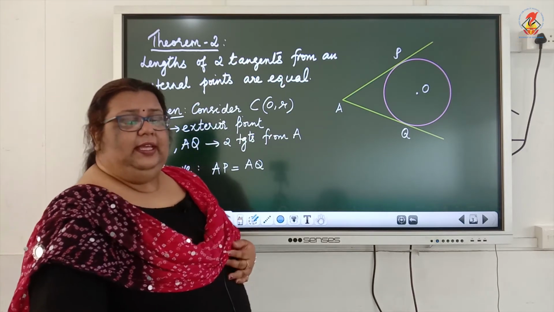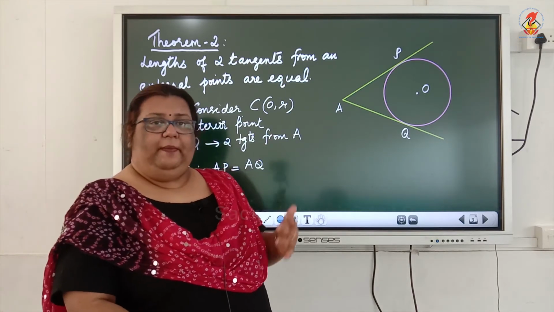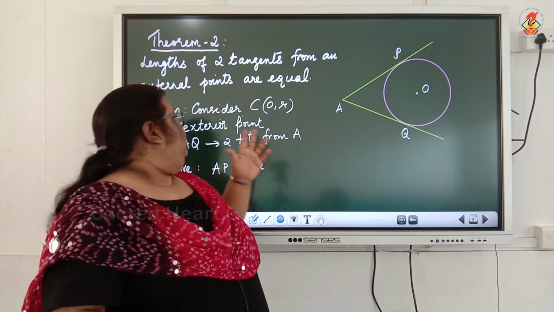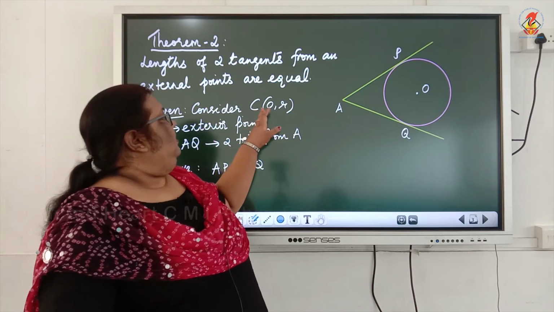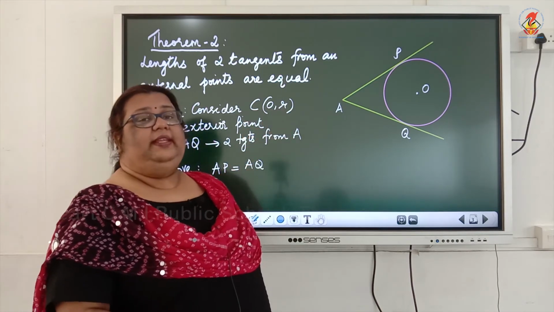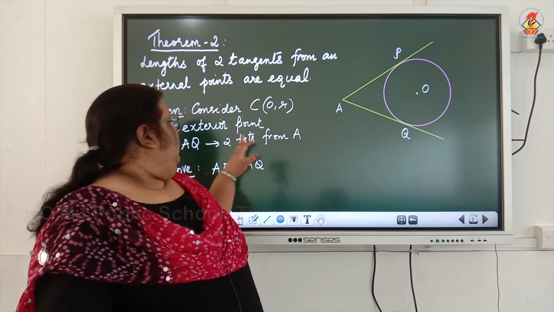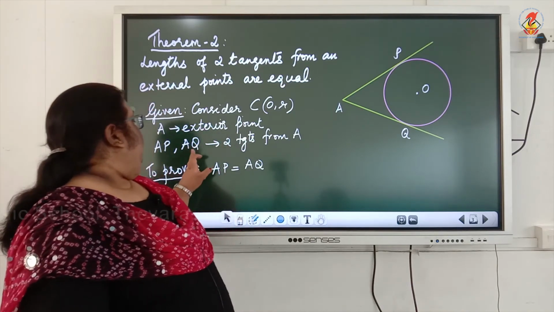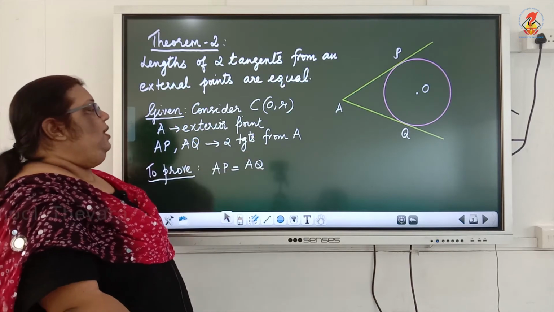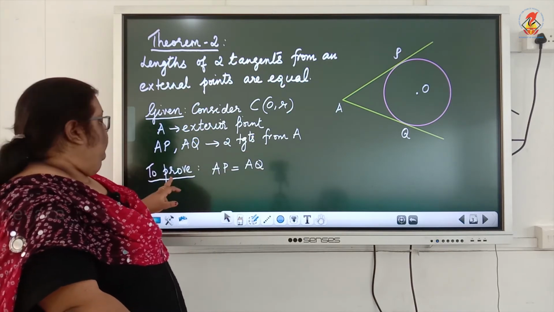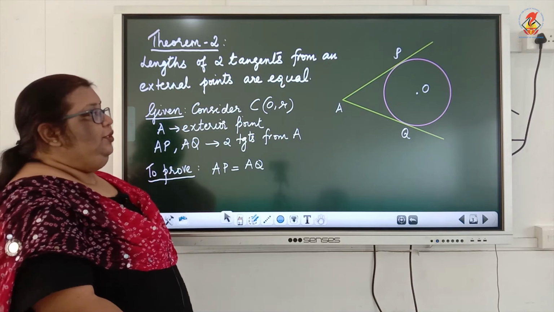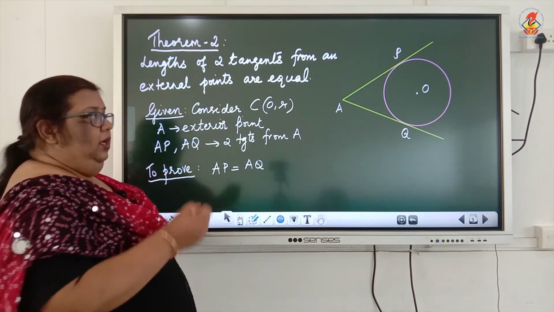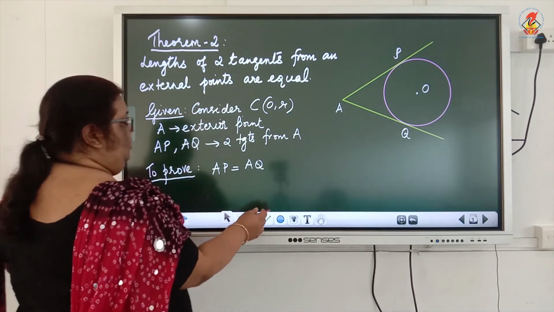Since all these are theorems, you know that there is a format to write: given, to prove, construction, proof and all. So what is given here? Consider a circle with center O and radius R. A is the exterior point or external point. AP and AQ are the two tangents from A. To prove AP is equal to AQ. Now before going to write the proof, there are small constructions to be done.